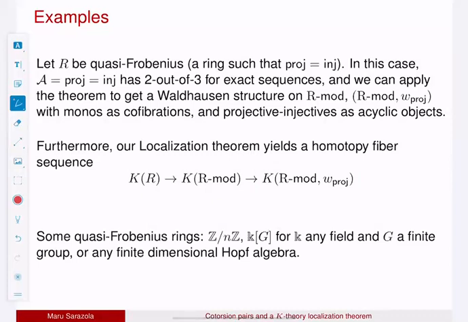Some quasi-Frobenius rings that we might care about are Z mod nZ for any n, kG for any field k and finite group G, or any finite dimensional Hopf algebra. All these are examples of quasi-Frobenius rings.